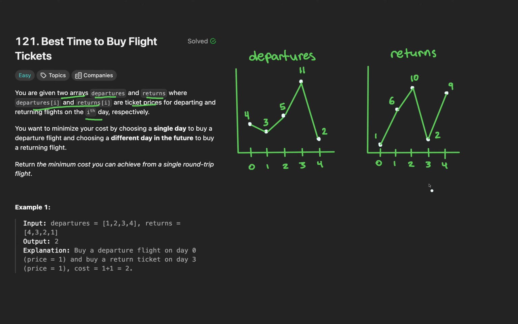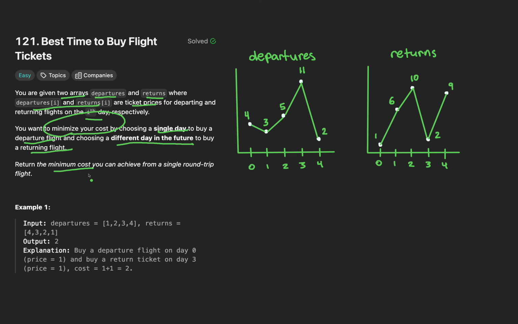So if we had pointer I on, say, day 3, then it can safely refer to a return ticket for a price of 2, as well as a departure ticket for a price of 11. We don't have to worry about any out-of-bound access errors. Going back to our problem statement, we have to choose a single day to buy a departure flight and another day in the future to buy a returning flight in such a way that minimizes our cost. Once we found the cheapest round-trip flight, we return the associated minimum cost number.